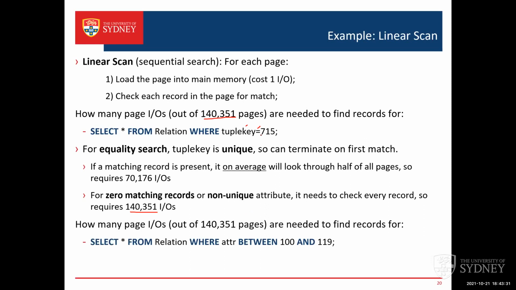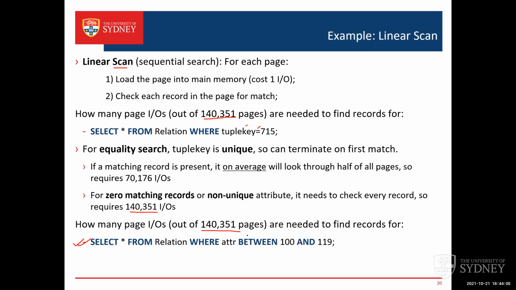If we don't have equality, let's say the query is figure out where attribute between 100 and 119. Can anyone guess how many pages do I need to transfer for this query if I'm using linear search? This is the total number of pages we have for this table. Yep. Few people answered and all of them are right.